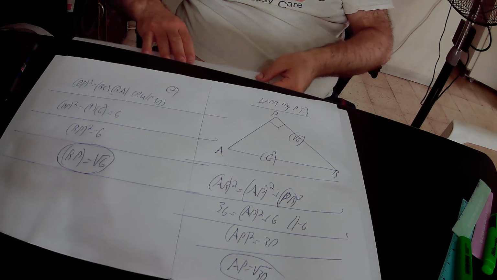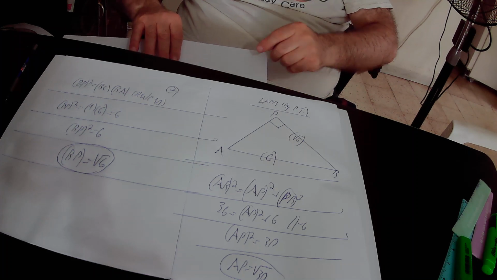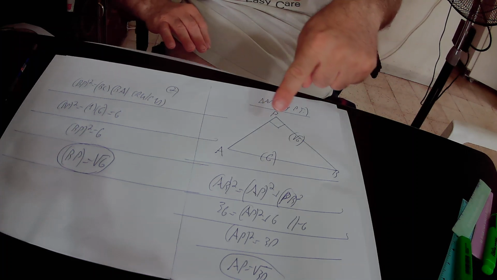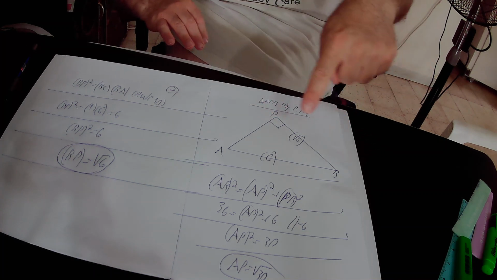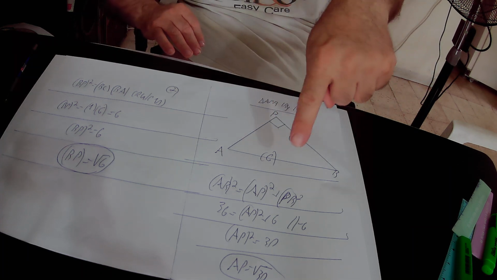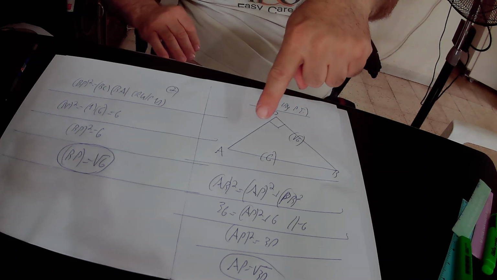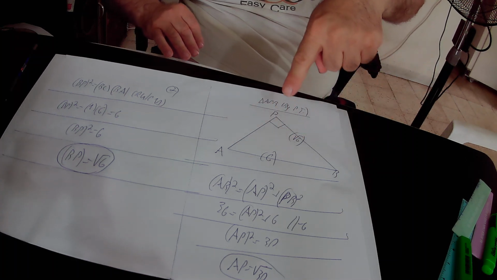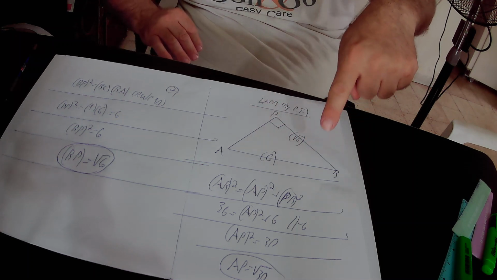According to the Pythagoras theorem, in any right triangle, the square of the hypotenuse equals to the sum of the squares of the perpendiculars. The hypotenuse of this right triangle is AB, therefore the square of the hypotenuse is AB square. And AB square must be equal to AP square plus PB square. Again, AB square equals to AP square plus PB square. AB is 6, therefore AB square is 6 squared, that is 36. And it is equal to AP square, AP is the missing side so we leave it as it is, plus PB square.